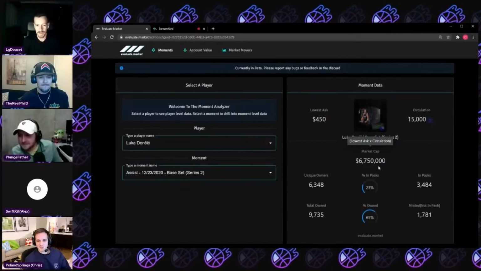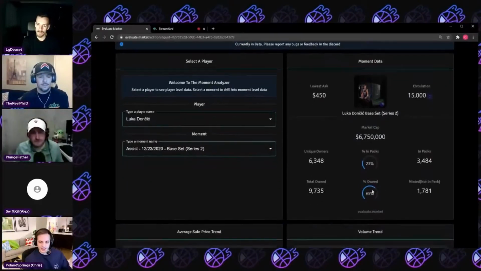Definitely. Awesome. And below that, you can see the market cap, which right now we just have as the lowest ask times circulation. You can see how many unique owners there are, and you can kind of compare that to the total number owned. So there's a lot of people who own multiple of this Luka Doncic. You can see the number in pack and then the number minted but not in pack.